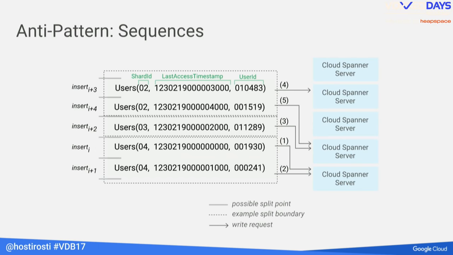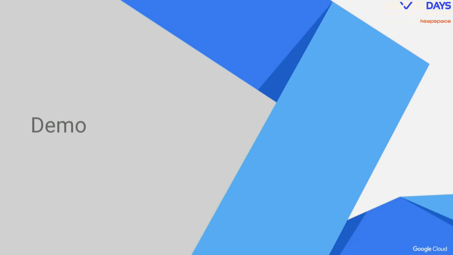So how would that look like here? Basically, we added a sharding ID here. And now you can see, even though we have monotonically increasing timestamps, we can distribute the load over multiple splits. And by that, multiple compute nodes can be responsible for these splits, and by that, we distribute the load nicely.